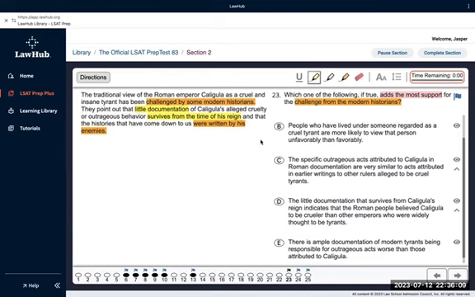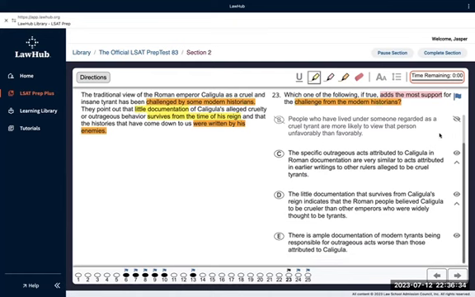B, people who have lived under someone regarded as a cruel tyrant are more likely to view that person unfavorably than favorably. So this one, again, wouldn't support the challenge. It would essentially say, well, the histories were written by his enemies, but he had a lot of enemies because he was a cruel tyrant, right? And that would again kind of water down that support.